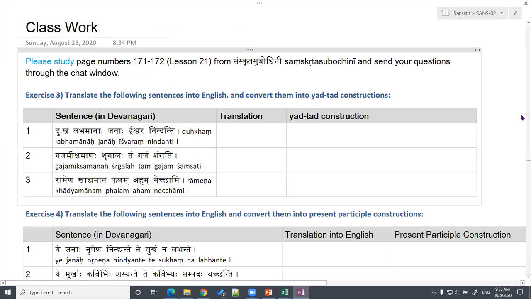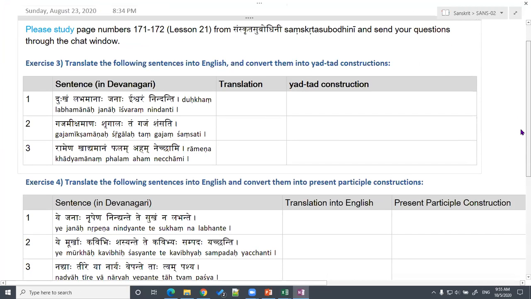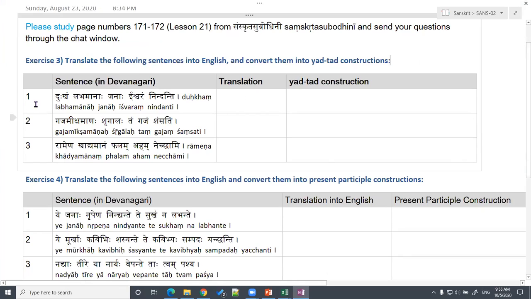So this is the classwork. These sentences are taken from the home exercises. You can try to solve these sentences, study these 2 page numbers in the book and try to solve these sentences.